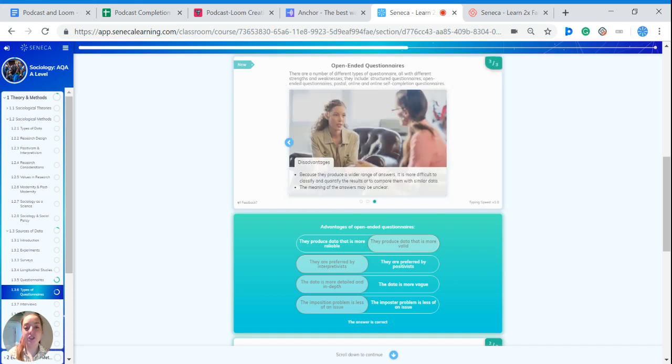The disadvantages are that because they provide a wider range of answers, it is more difficult to classify and quantify the results or to compare them with similar data. The meaning of answers may also be unclear.